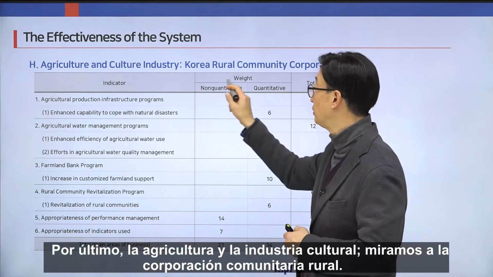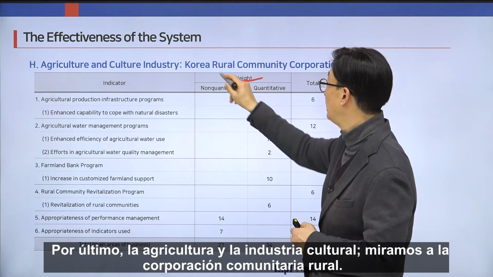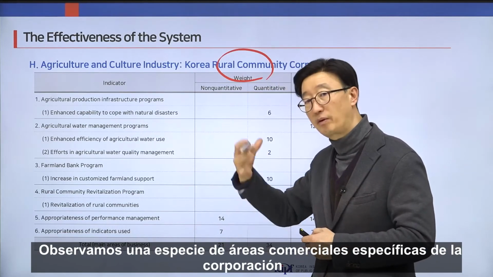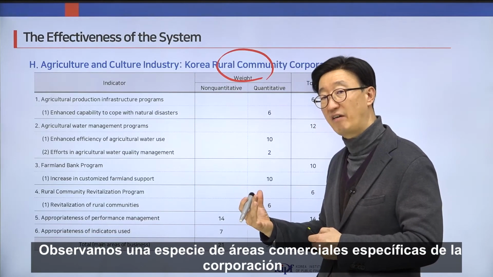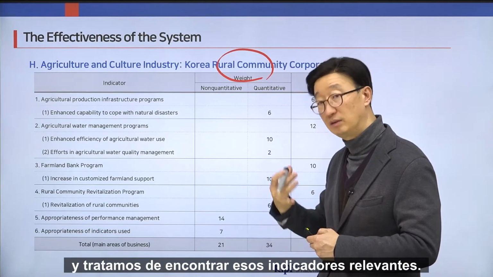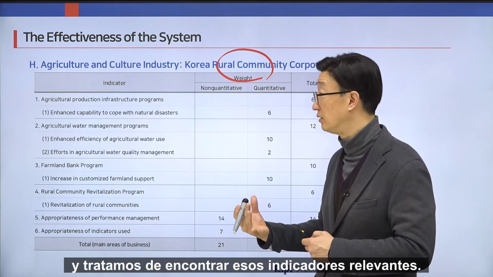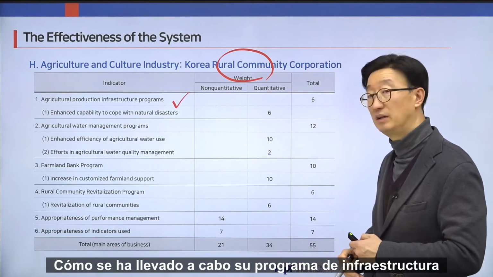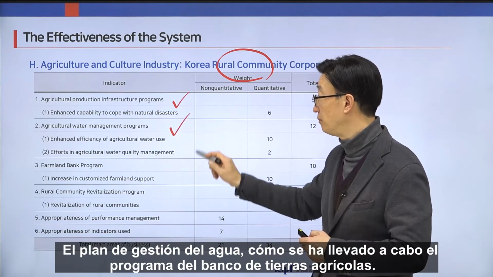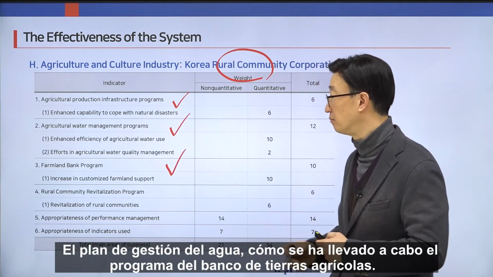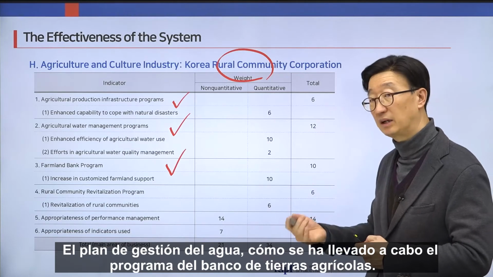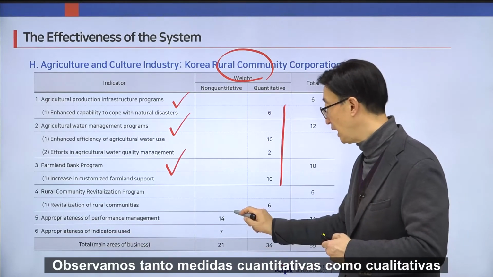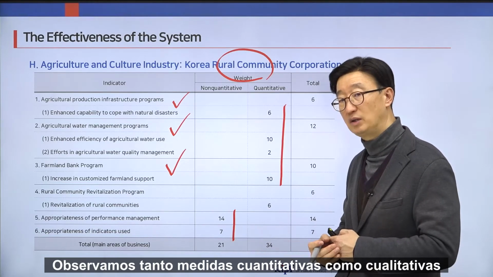Lastly, agriculture and culture industry. If you look at the Rural Community Corporation, we look at the corporation's specific business areas and try to come up with relevant indicators. So we look at how their infrastructure program has been conducted, the water management plan, and the farmland bank program. And we look at both quantitative and also qualitative measures.